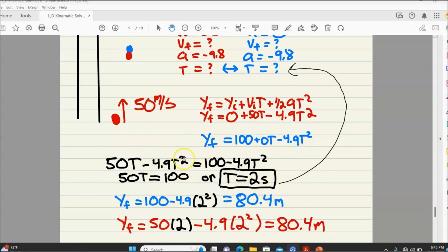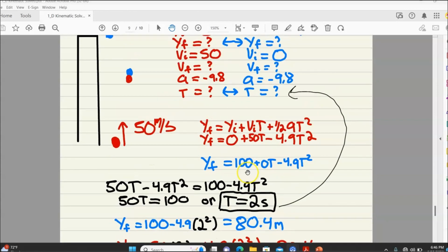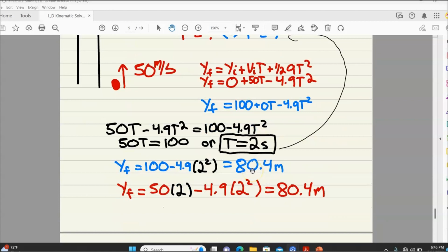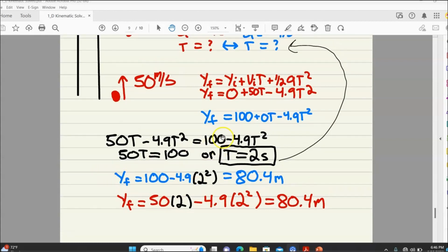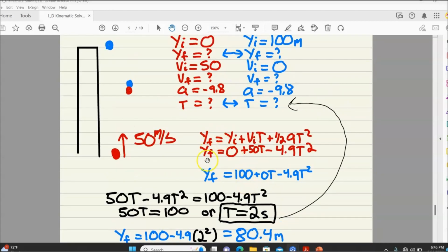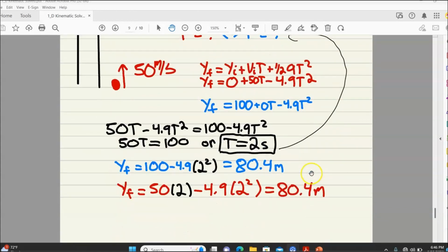The t squared terms will cancel out, and you're left with 50t equals 100, or t equals 2 seconds. So 2 seconds after one ball is thrown and the other one is dropped, they will run into each other. Now that we know the time, we can find the position by plugging in t equals 2 seconds to either one of these equations.